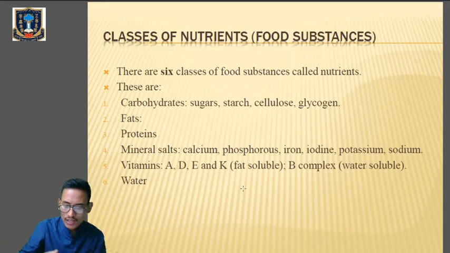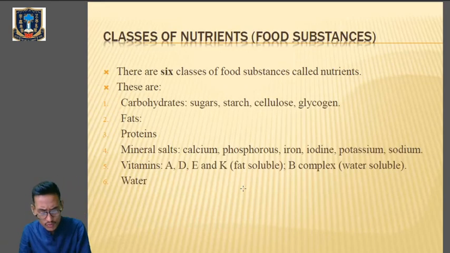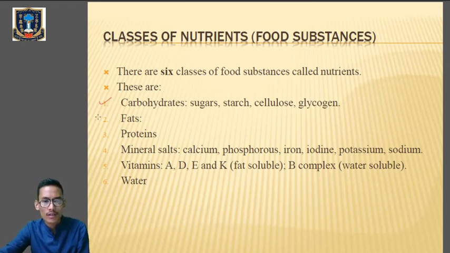Clear? Now, what are the different classes of nutrients? There are 6 classes of food substances which are called nutrients, which are present in the food that we take. Those 6 classes are carbohydrates, fats, proteins, mineral salts, vitamins, and water.